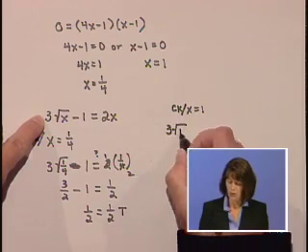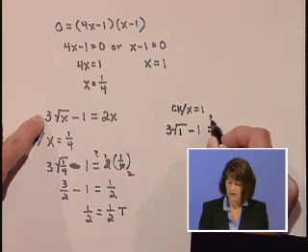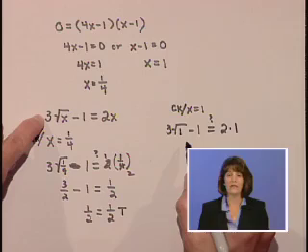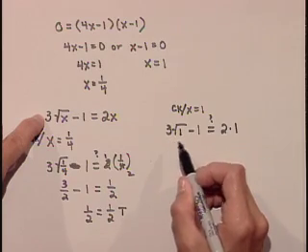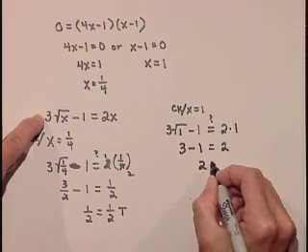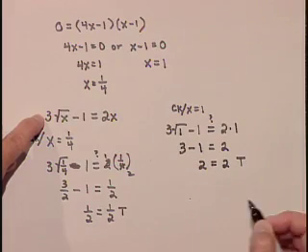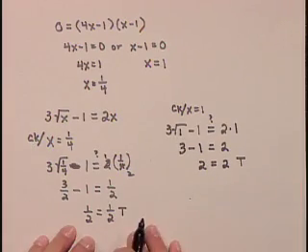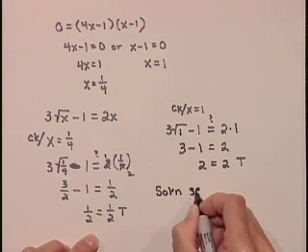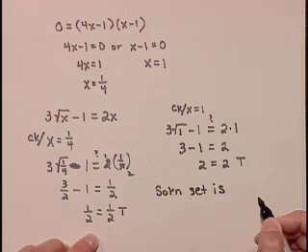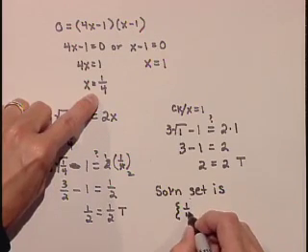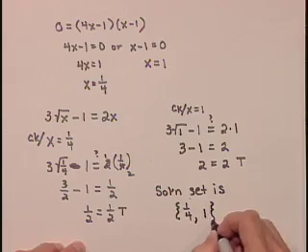So 3 times the square root of 1 minus 1, is that equal to 2 times 1? Square root of 1 is 1, times 3 is 3. So is 3 minus 1 equal to 2? Yes, it is. So both of these solutions work. And we can say then that the solution set consists of, or is, the values 1/4 and 1.